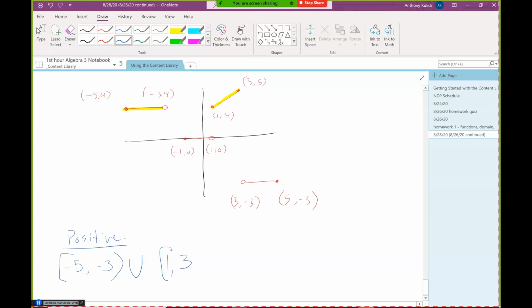And should I use a parenthesis or bracket here? Bracket. That's supposed to be filled in. I know it looks like there's a little white space in there, but I meant to fill that all the way in, if you couldn't tell. Everybody's okay there? Let's do the negatives then.